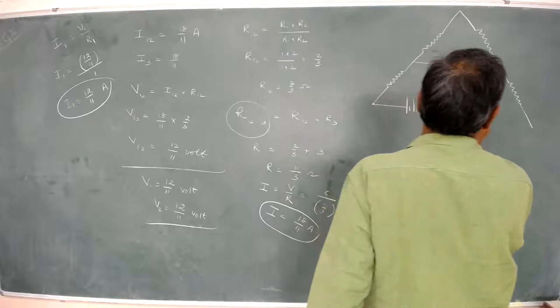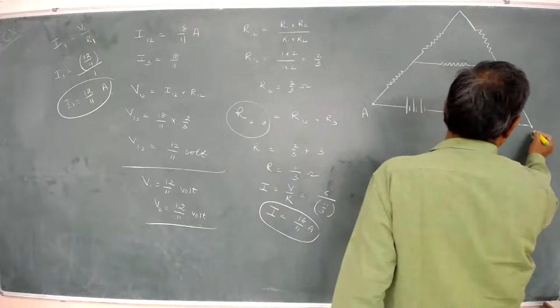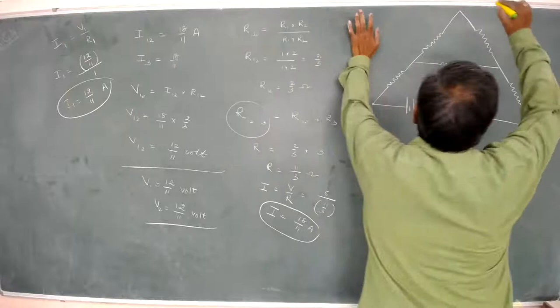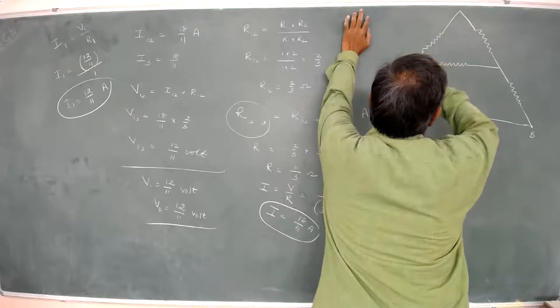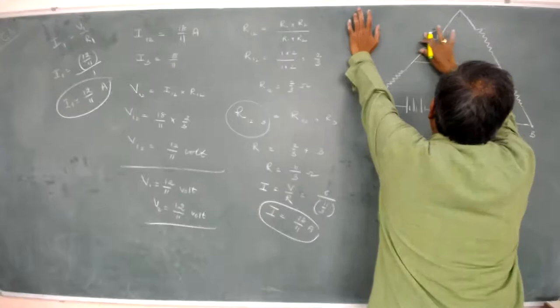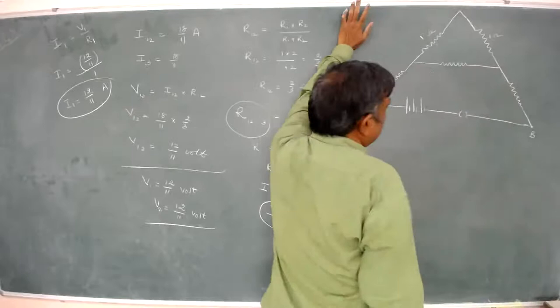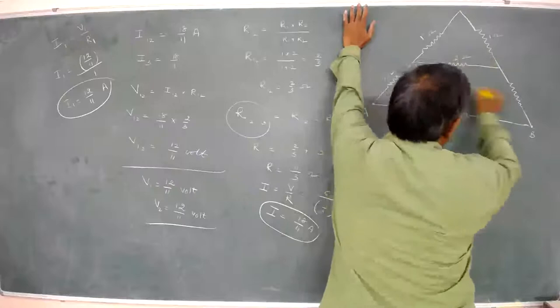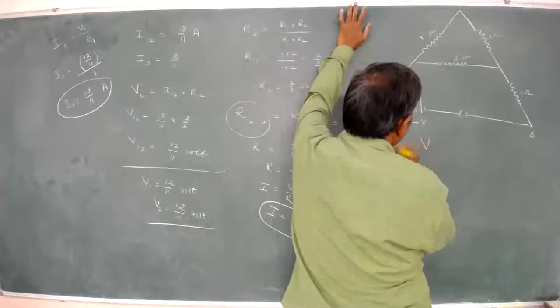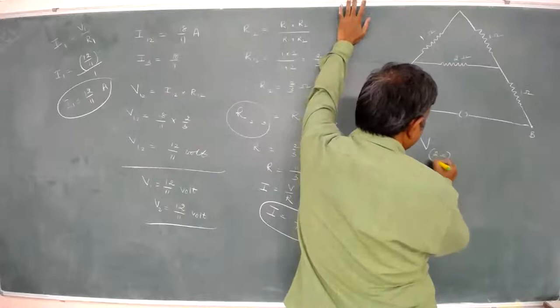Okay, this is A and this is B. This is 1 ohm, 1 ohm, 1 ohm, 4 volts. What we have to calculate is the current, the potential across the 2 ohm resistor, and the current across 2 ohms.